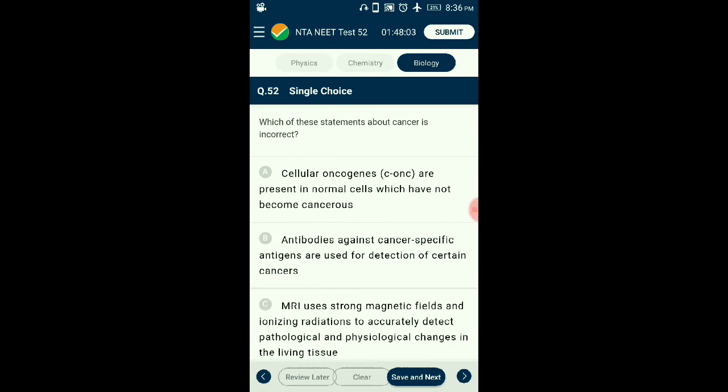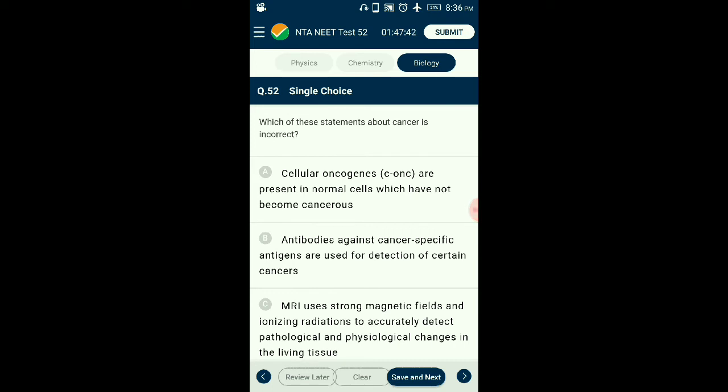Question number 52. Which of these statements about cancer is incorrect? Several genes called cellular oncogenes, generally called c-onc or proto-oncogenes, have been identified in normal cells, which when activated under certain conditions could lead to oncogenic transformation of the cells.